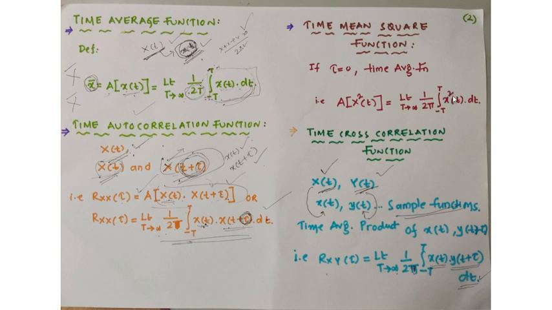Without the square it is only a mean function, but since we are squaring it, we can call it a time mean square function. Here the point is very clear.